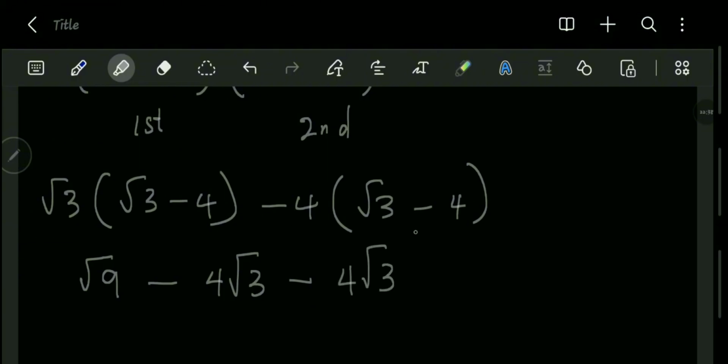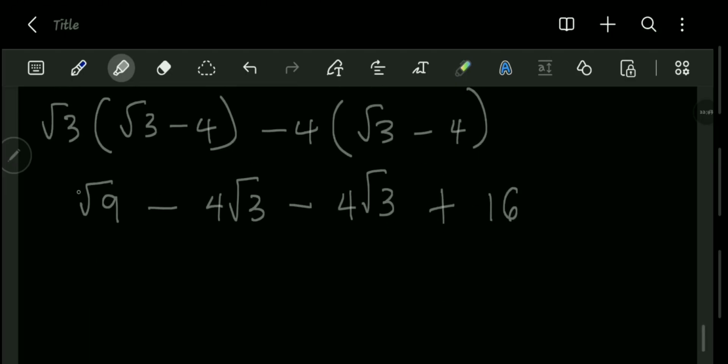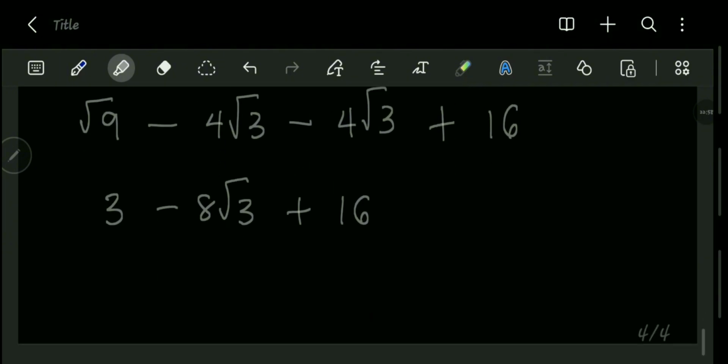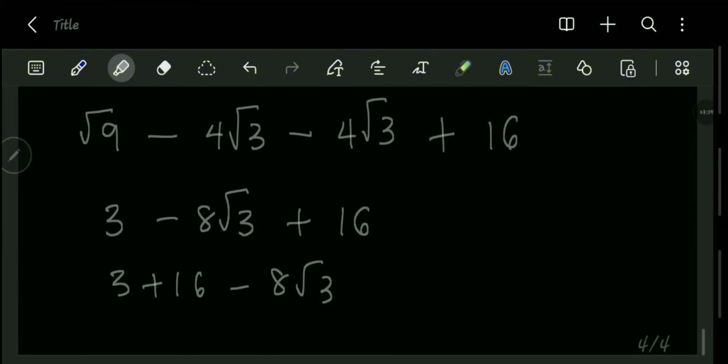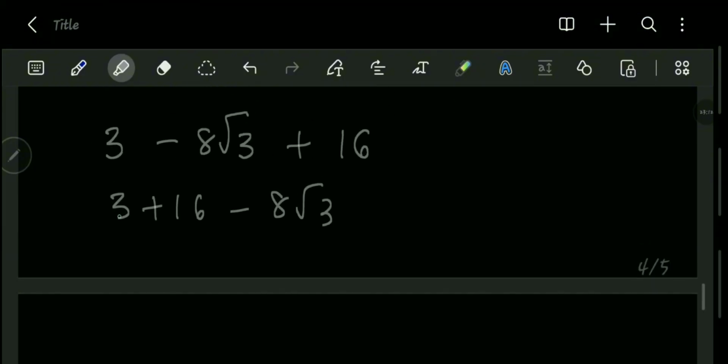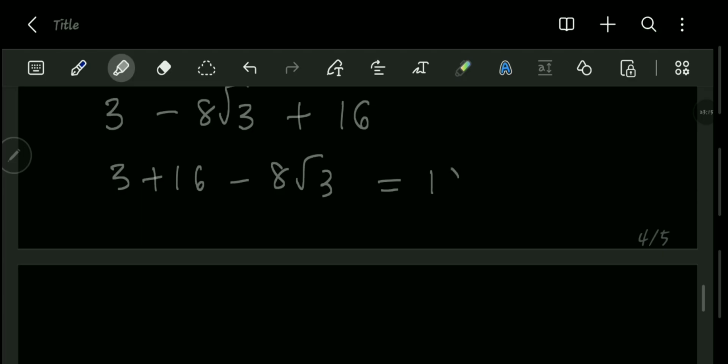Then minus times minus is plus. 4 times 4 is 16, right? So square root of 9 here is going to be 3. Of course, I'm having like terms, so I'm having 3 3, they are like. So minus 4 minus 4, that's minus 8 3, of course, then plus 16. Then if I collect like terms, I'm having 3 plus 16 minus 8 3. Of course, the minus belongs to this guy here, right? So if you add 3 plus 16, that's going to give you 19 minus 8 3.